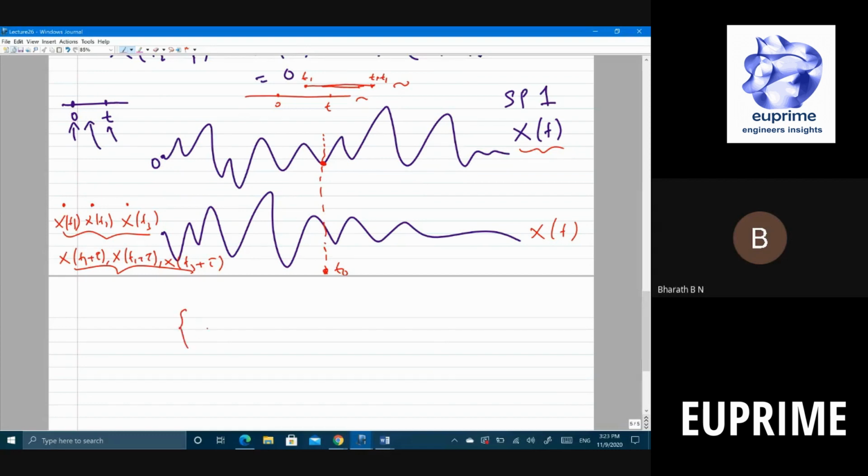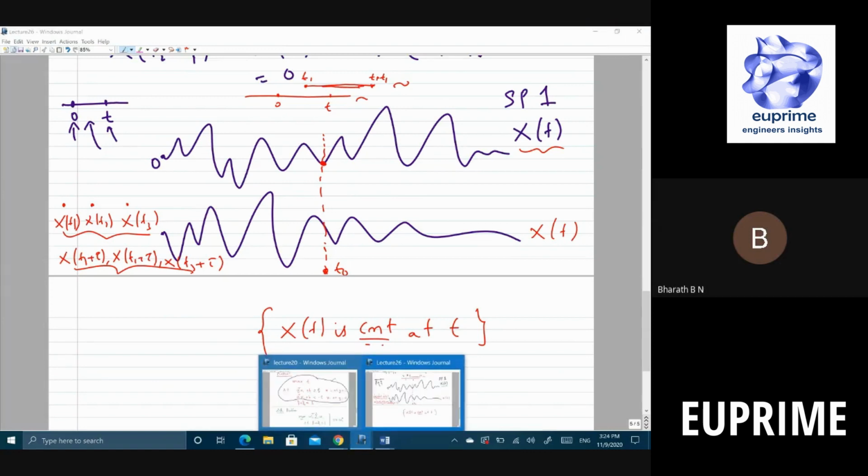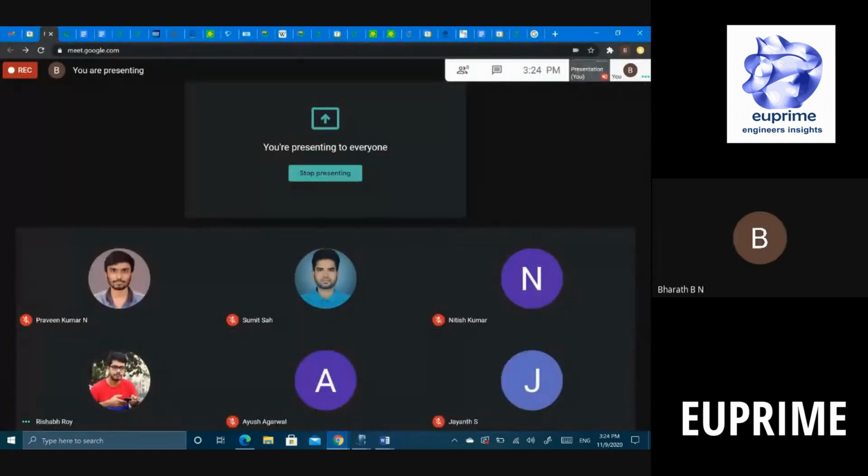So for example, if I say x of t is continuous at t, do you agree that this is an event? Let me not even say x of t such that. So x of t is continuous at t. Do you think this is an event or not? This is an event, right? Yes, sir. What is an event? Can somebody tell me what is an event? I think like some sample values. Sigma algebra, there will be some small omegas for which this function x of t will be continuous.